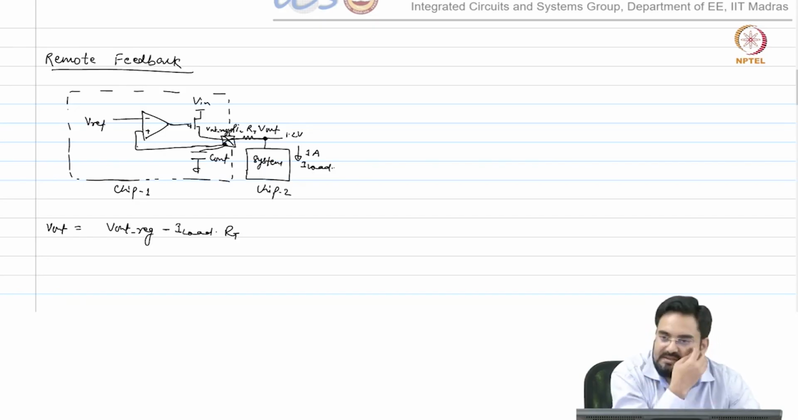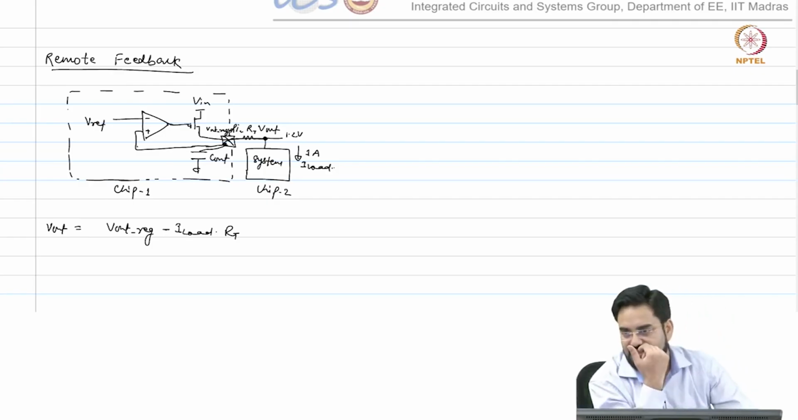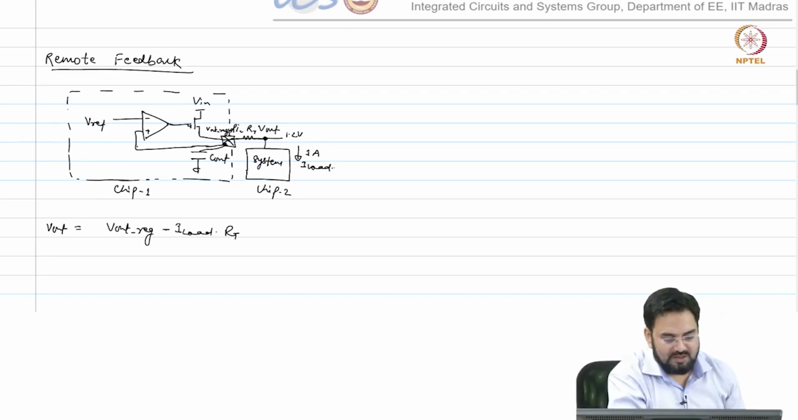Let us say this guy is 10 milliohm. So, 1 amp means 10 millivolt drop in the output, correct? Or if it is a 12 millivolt drop, then you will get roughly 1%, 12 millivolt on 1.2 volt. So, 1% error you will get in the output, and 1% is supposed to be huge in terms of inaccuracy. So, how can we fix this?